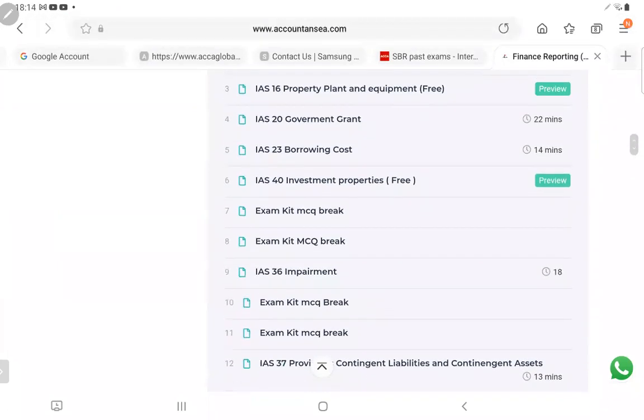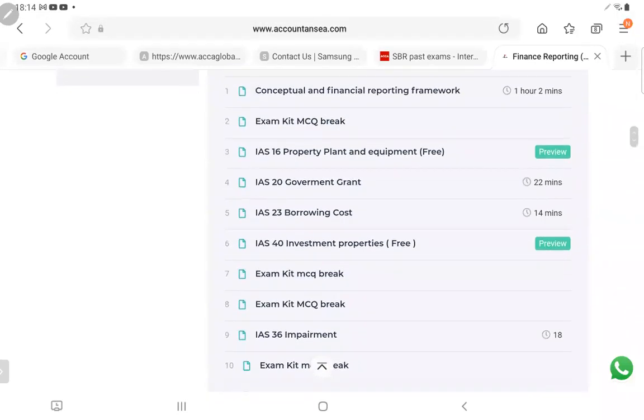The courses which you can see in front of you are those which you can watch even as a demo, right? The first area of the course is conceptual and financial reporting framework. In the financial reporting framework, you will learn about the regulations of financial reporting and the main concepts of financial reporting, along with the definitions of assets, liabilities, equity, capital, expense, revenue.